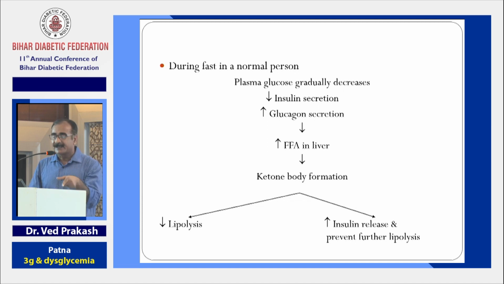This mechanism causes increased free fatty acid in the liver, and this free fatty acid is utilized for ketone synthesis. When ketone is formed, it decreases lipolysis and causes an increase in the secretion of insulin from the pancreatic beta cells, and this increase in insulin secretion from the pancreatic beta cells stops the ketone synthesis.